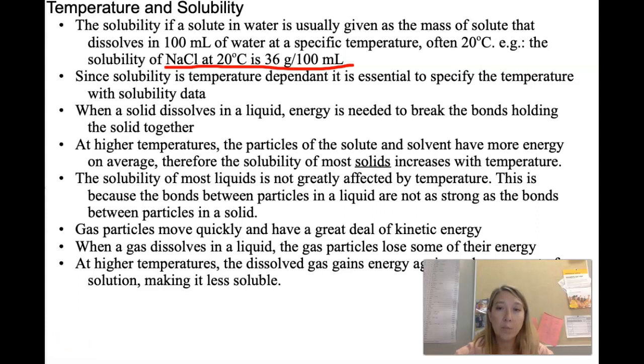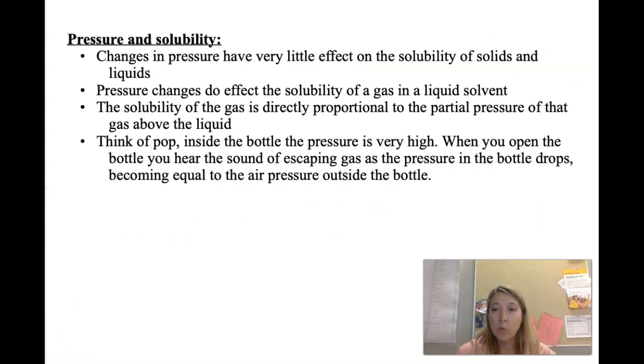So the next factor is pressure. Pressure is only going to impact the solubility of a gas, okay? If you think about opening a pop can or a pop bottle, as soon as you open it, you decrease the pressure. And then all of a sudden you see all these gas molecules come flying out of your solution, right? That's the fizzing that you hear when you open it.